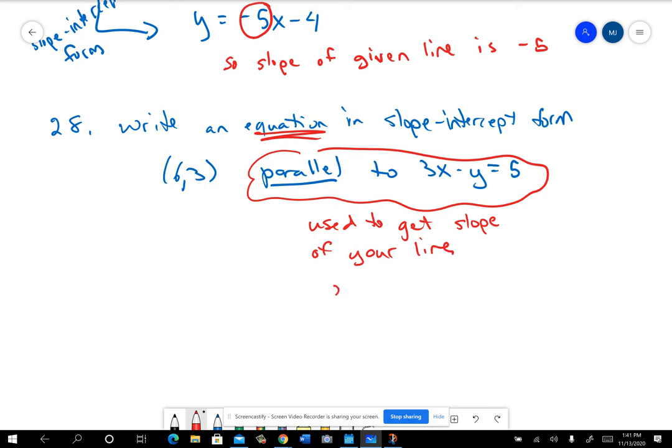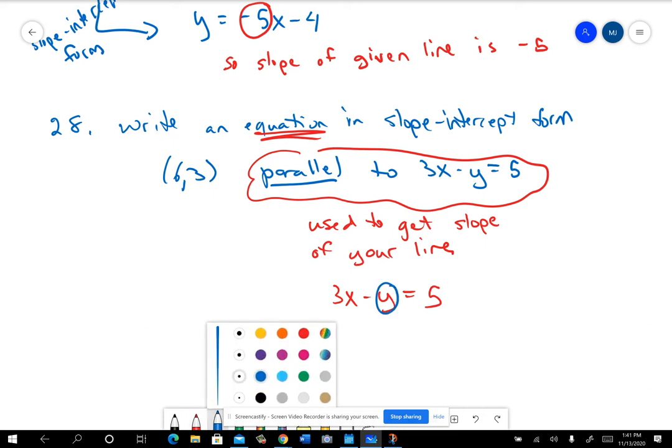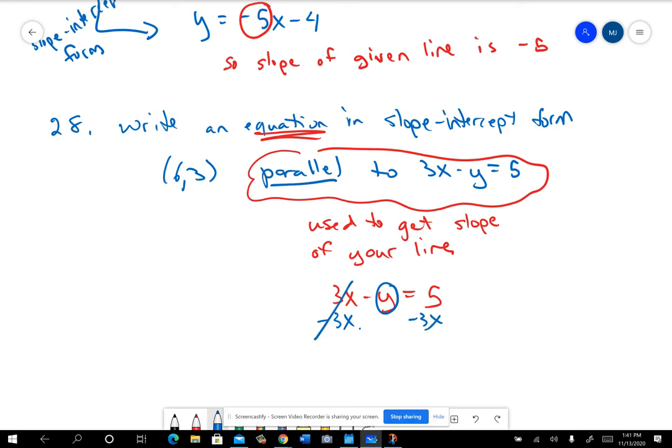So you're going to take the 3x minus y equals 5, and you're going to get the y by itself. So you're going to subtract 3x, and that means we have negative y equals negative 3x plus 5. Those are not like terms, so that's as good as it gets. And don't lose the negative. When you subtracted 3x, that just got rid of the 3x. You still have this negative in front of the y. It's an understood negative 1.